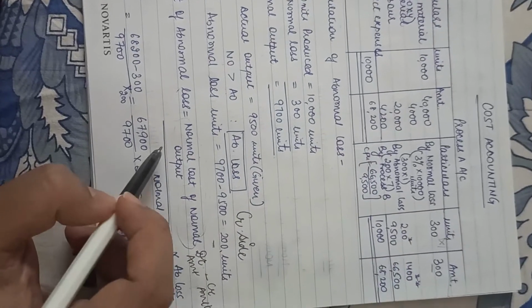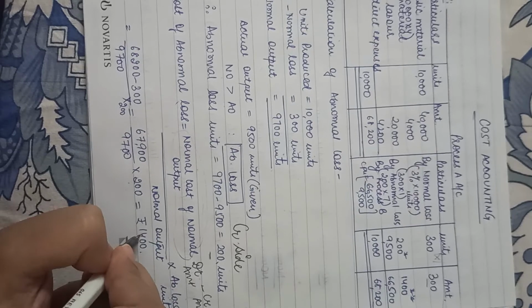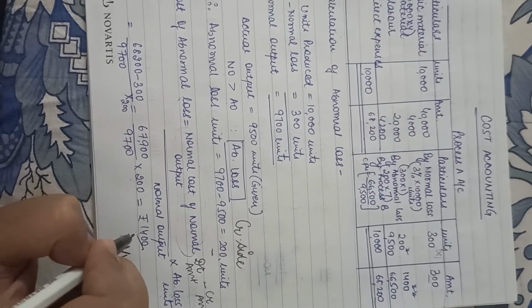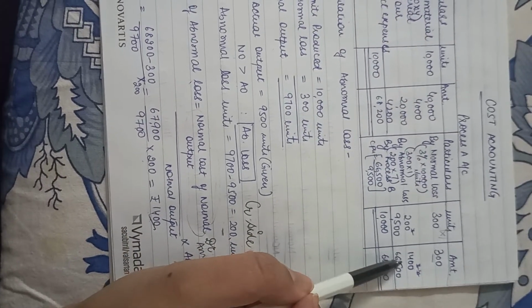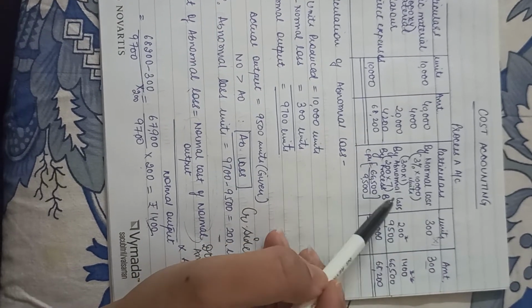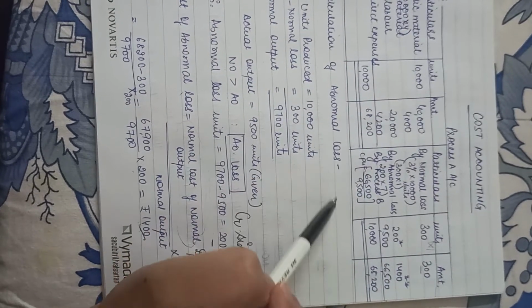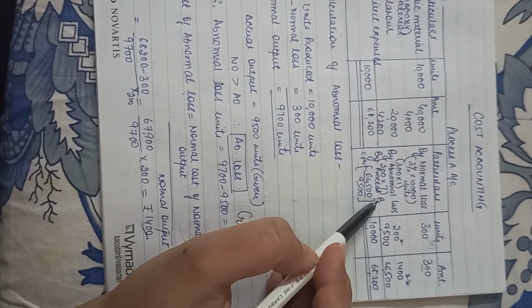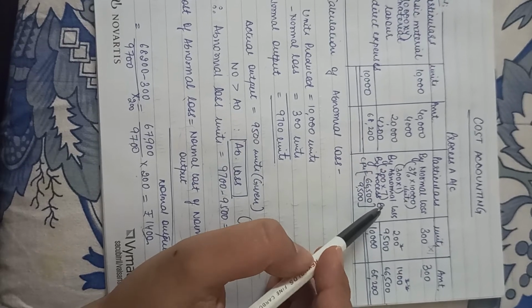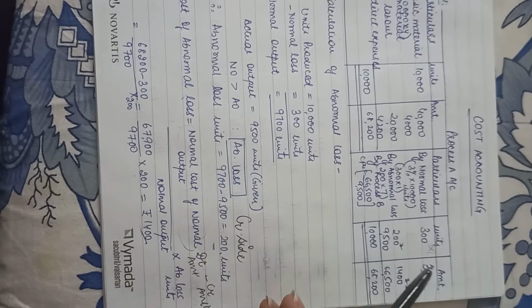So 67,900 divided by 9,700 into 200, rupees 1,400 is the cost of abnormal loss. Write it down here. Till now you have completed the normal loss and abnormal loss with units and amount. So the final step is always the transfer to the next process. Write the name of the next process and calculate the balancing figure.